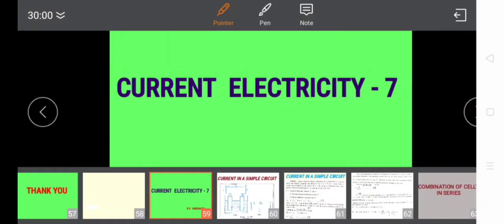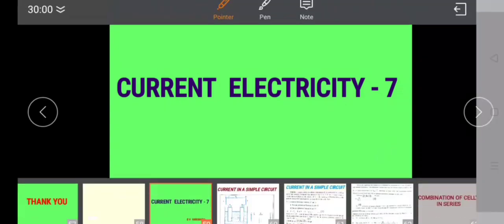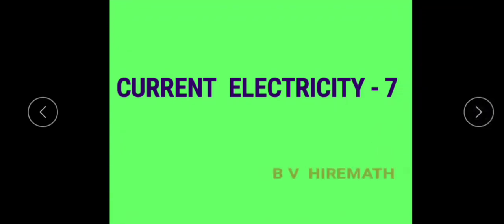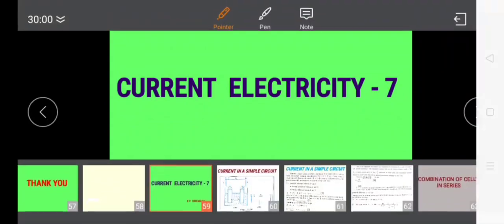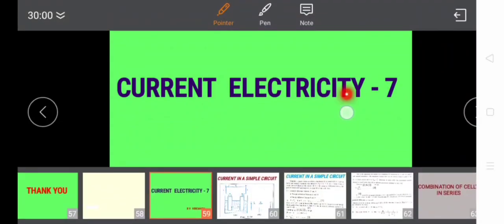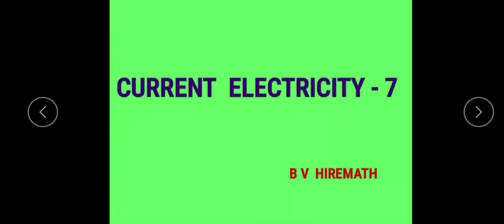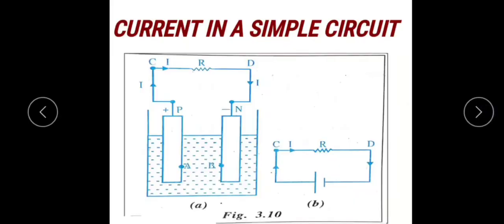Today we are going to discuss the next important part in current electricity. There are three derivations we want to derive today. One is current in a simple circuit. Now we want to discuss the concept of current in a simple circuit, and when the cells are connected in parallel and when the cells are connected in series, then what about the derivation. So now we want to discuss these three concepts, the first one being the current in a simple circuit.